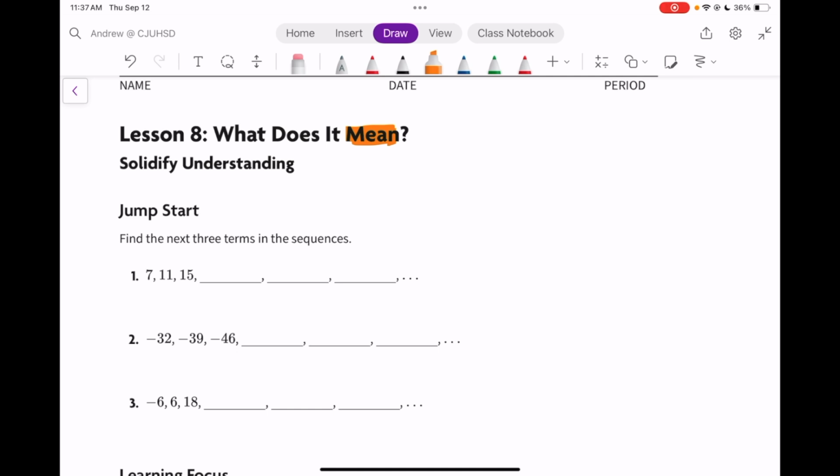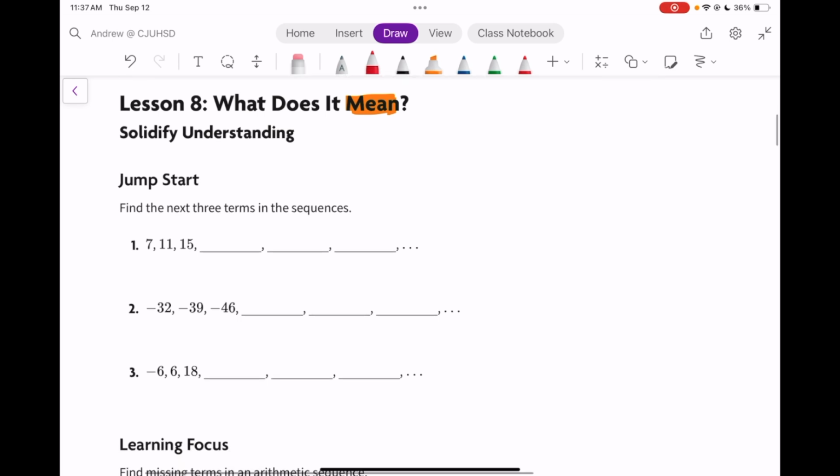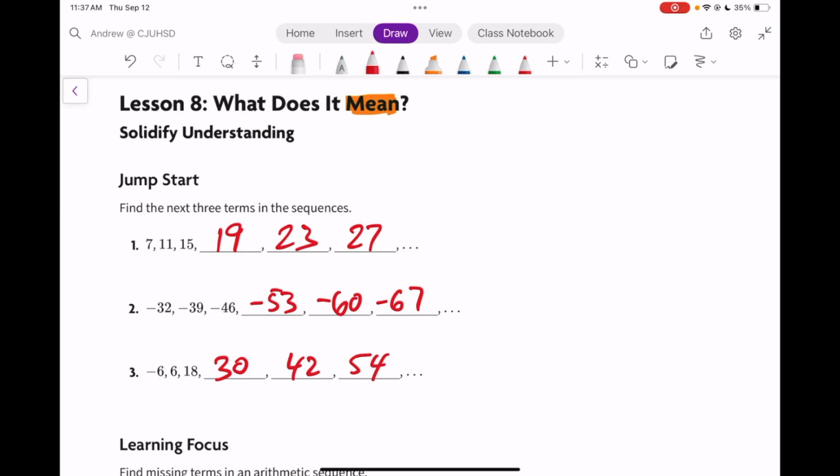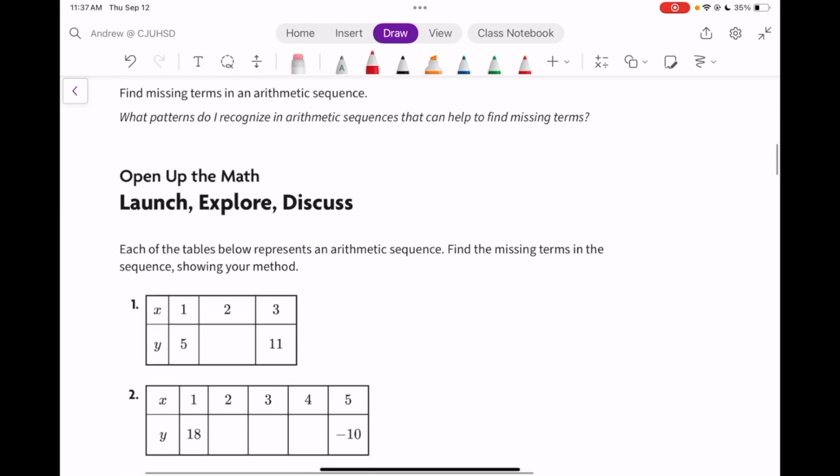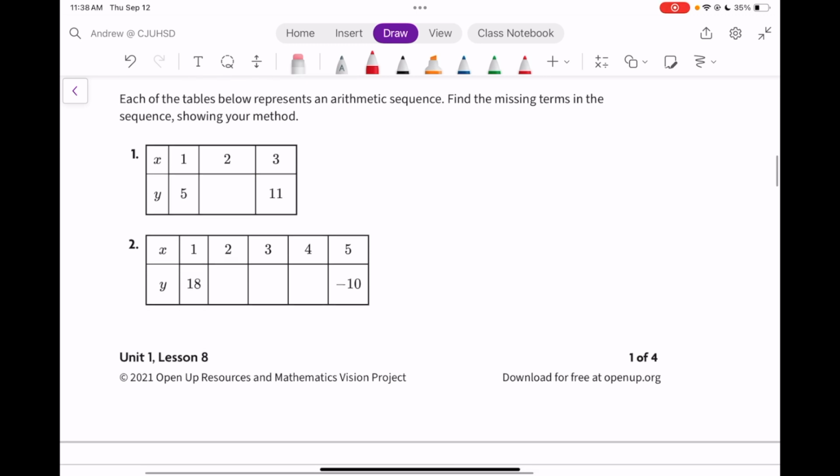So for a jump start, most students had no problem filling this out, coming up with the next terms, figuring out how much they should jump to get to the next number. In this case, jumping by 4. And the next one, going down by 7. And coming up by 12. But what happens if there's a gap inside of the table? How can we figure that out?